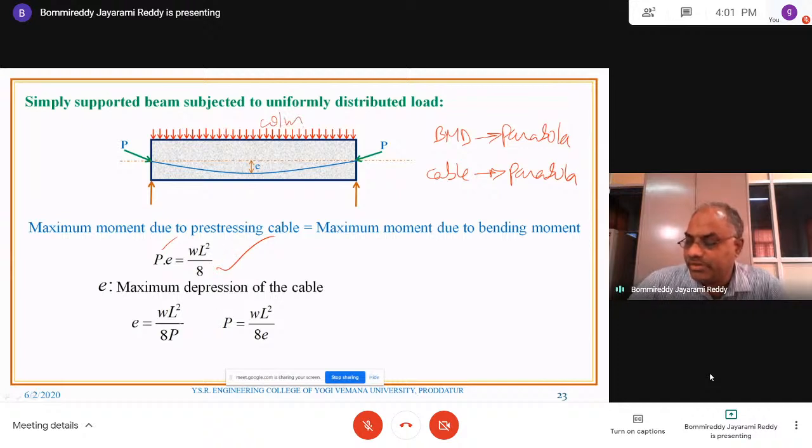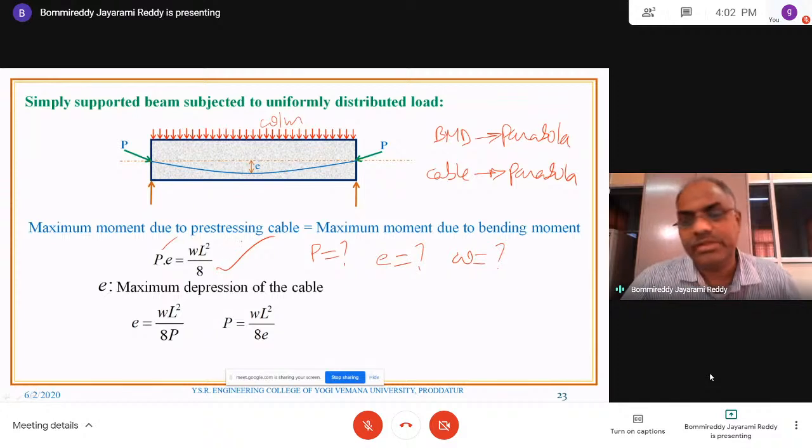That's all. So these bottom equations are obtained from the top. From this you may get what is e, what is P, and what is the uniformly distributed load, etc. Any unknown parameter can be found using the equation. If you try to learn all these by heart, it's very difficult to recollect in the exam. But it is very easy for anybody to understand the equation and develop it.